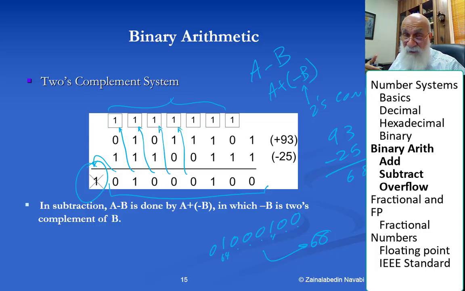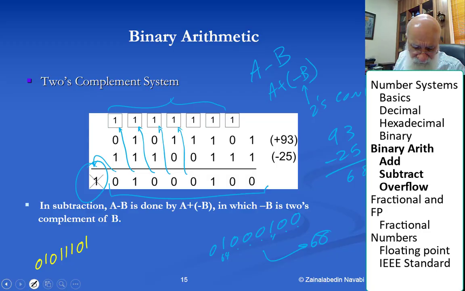One way is to complement all the bits and add a 1. Another way is, let's say, for example, 93. This is 0, 1, 0, 1, 1, 1, 0, 1. That's plus 93. Now minus 93: start from the right hand side. This is a 1, and then include the first 1, and beyond that, on the left of that, complement everything else. So that's 1, 0, 1, 0, 0, 0, 1, 1. Okay, so this is minus 93.